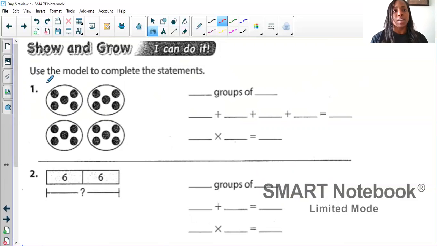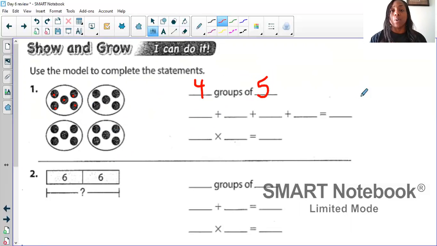Very good. So now we're gonna go to our show and grow to see what you can do. And I know you guys can do this. So use the model to complete the statements. Let's take a look at question number 1. I see how many blank groups of blank. So I see 1, 2, 3, 4 groups. So I'm going to write 4 right here, 4 groups. Now let's see how many are in each group. Got 1, 2, 3, 4, 5. So I'm going to put 4 groups of 5.